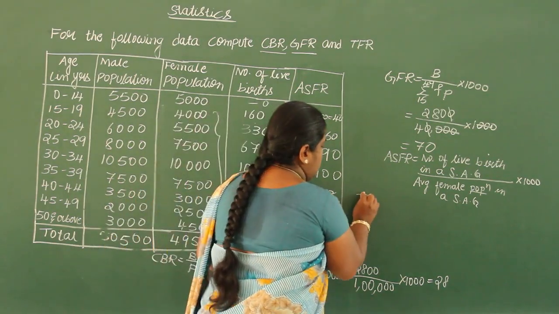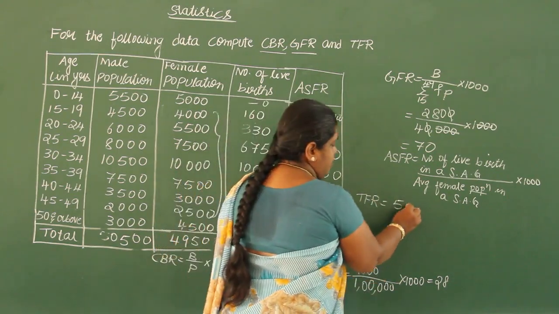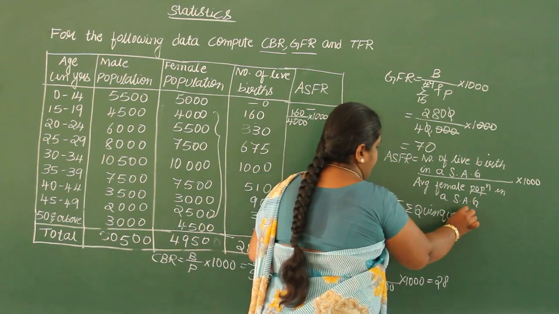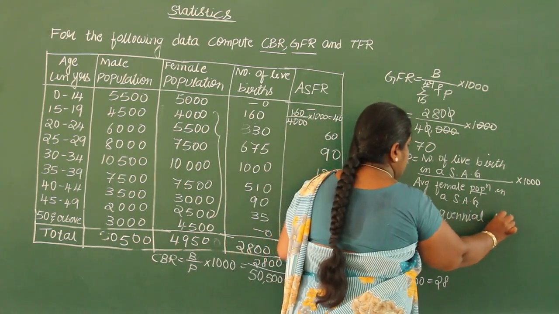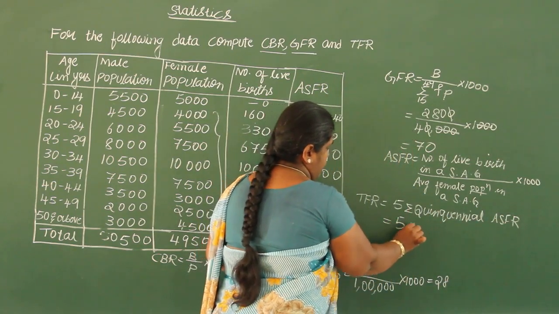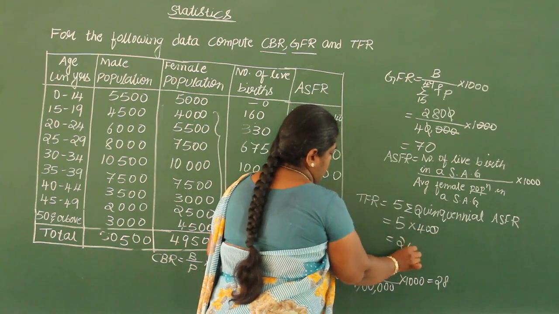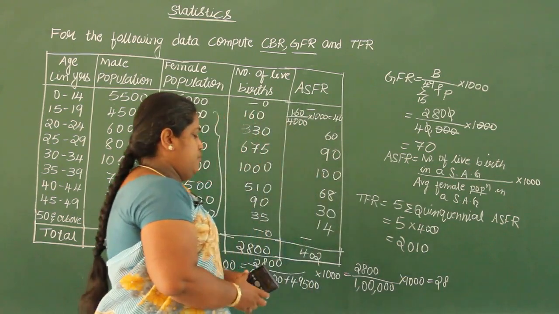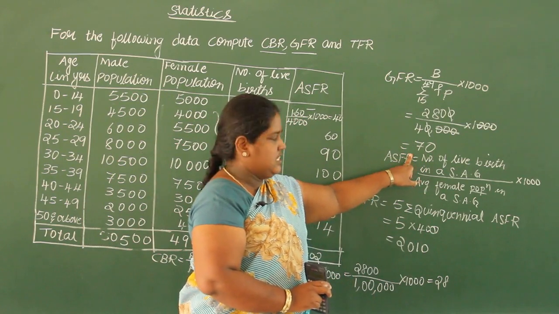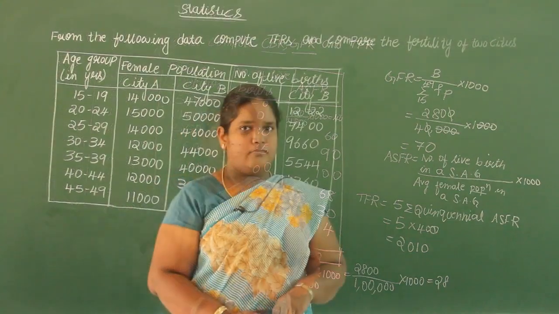Now substitute in the TFR formula. The TFR formula is 5 sigma quinquennial ASFR. The word quinquennial is used since the width is 5. So 5 into 402 will get 2010. So the CBR value we got is 28, the GFR value is 70, and the TFR value is 2010.